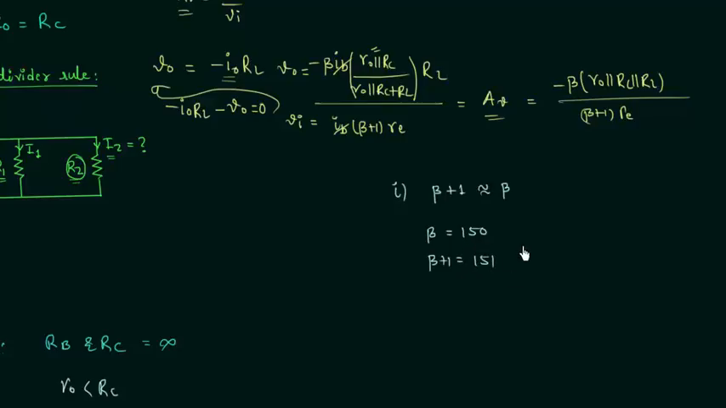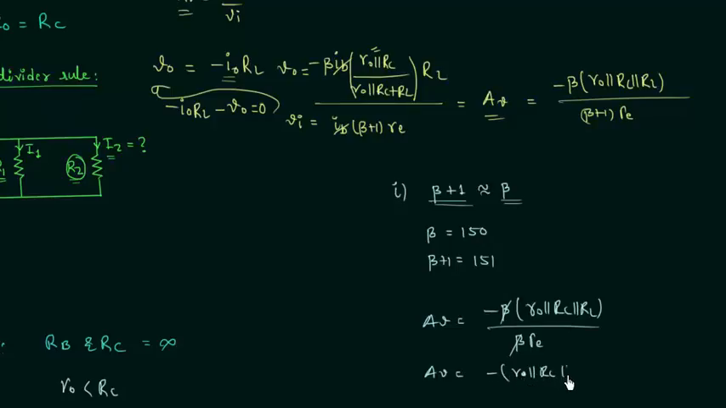150 and 151 are nearly the same, so we can have beta plus 1 equal to beta. So the voltage gain is equal to minus beta times RO parallel RC parallel RL divided by beta times RE. This beta and this beta will cancel out, so the voltage gain is equal to minus RO parallel RC parallel the load resistance divided by resistance RE. So this is the expression when we consider beta plus 1 nearly the same as beta.